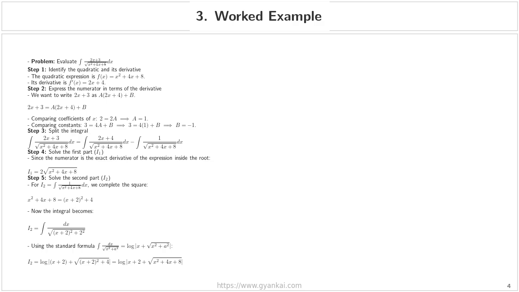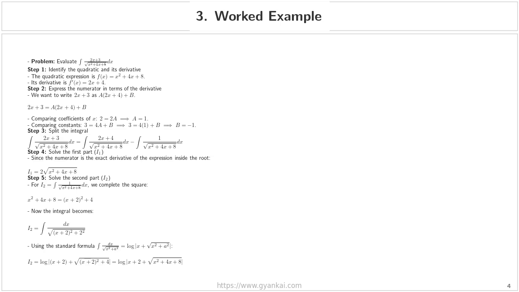Completing the square for x squared plus 4x plus 8, we get (x plus 2) squared plus 4. So, I sub 2 becomes the integral of 1 divided by the square root of (x plus 2) squared plus 4 dx. This now fits a standard integral form.